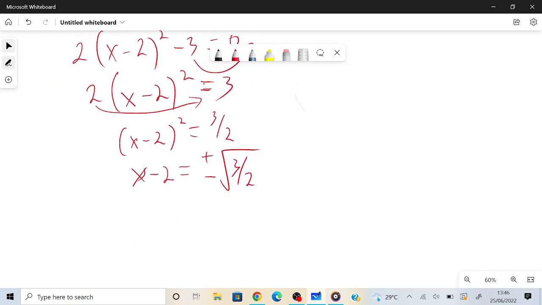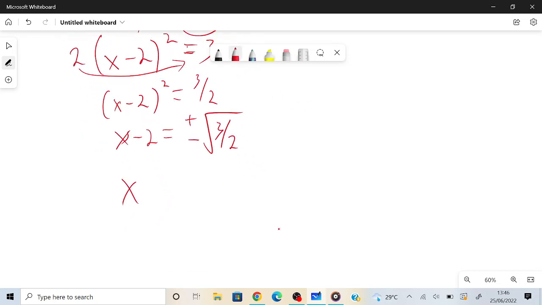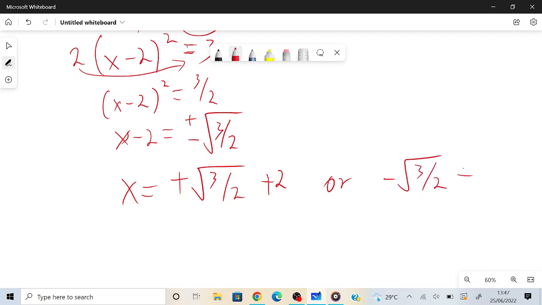And now for your x values, your x is either plus root 3 over 2 plus 2, or it's minus root 3 over 2 plus 2. Why plus 2 in both occasions? Because the minus 2 goes over to the other side and becomes plus 2, and take either the positive root or the negative root for your answers.